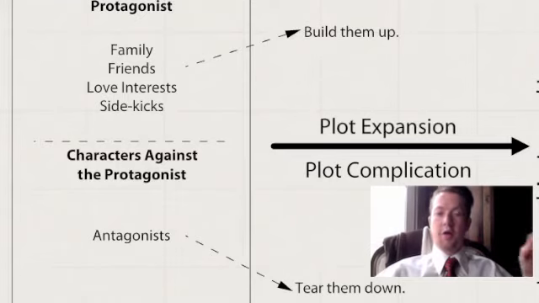The other type of additional characters that show up are the various antagonists. Antagonists don't necessarily have to be characters in a man versus nature type of story. Nature itself could be the antagonist, but the antagonist is any character or force that gets in the way, tries to prevent, or tries to destroy the protagonist.